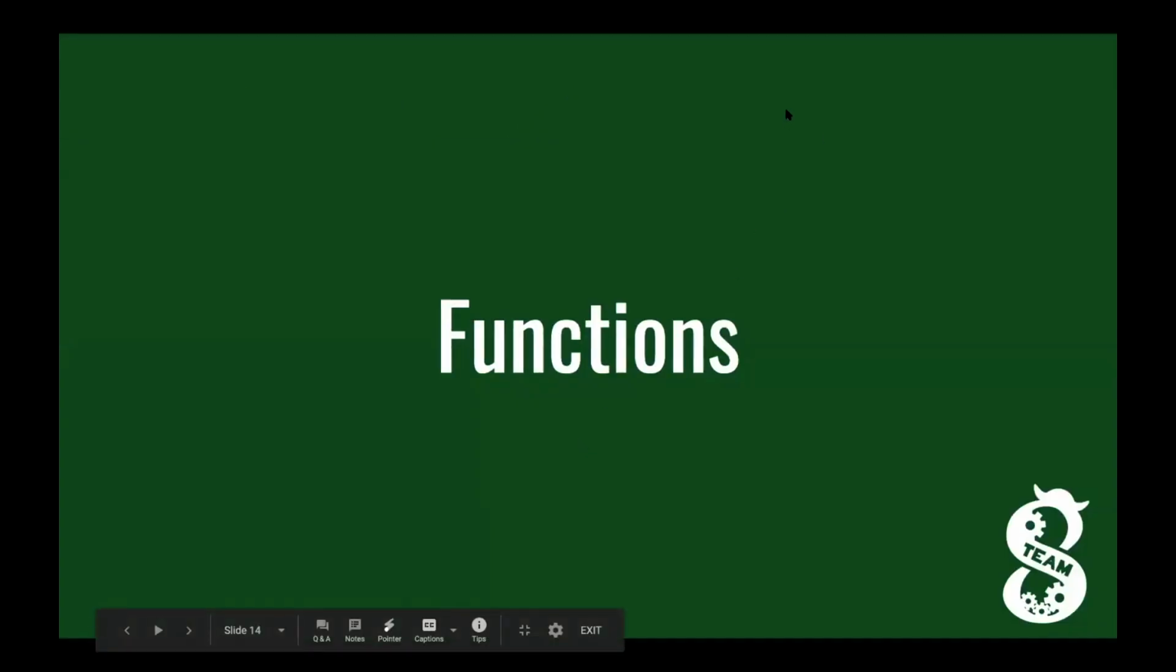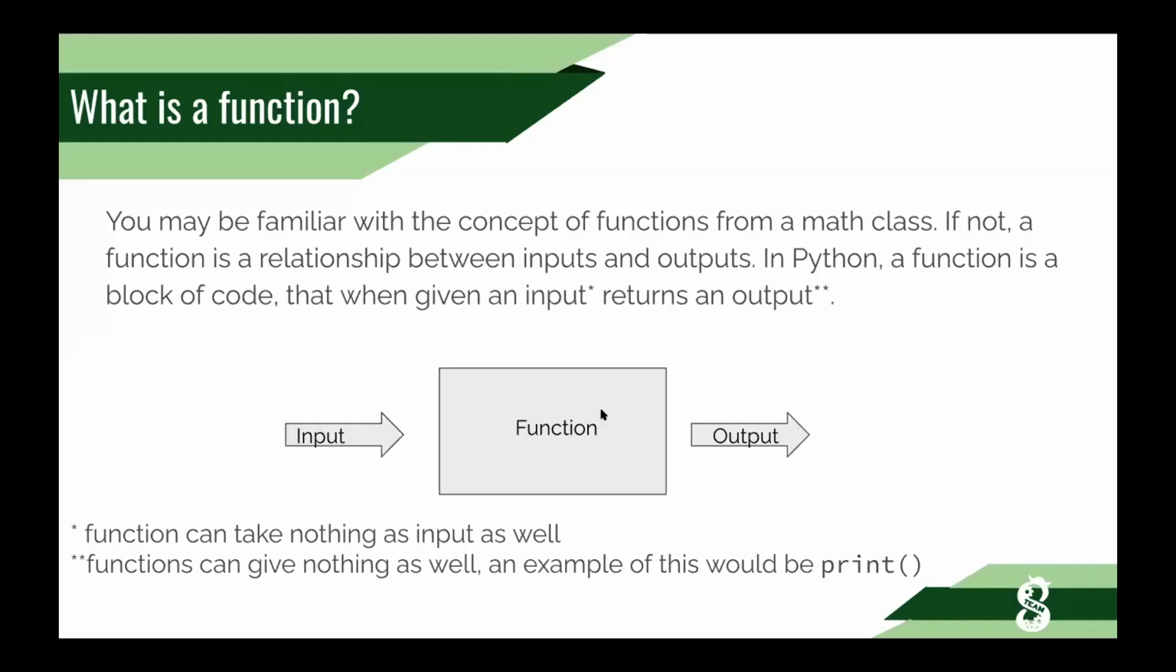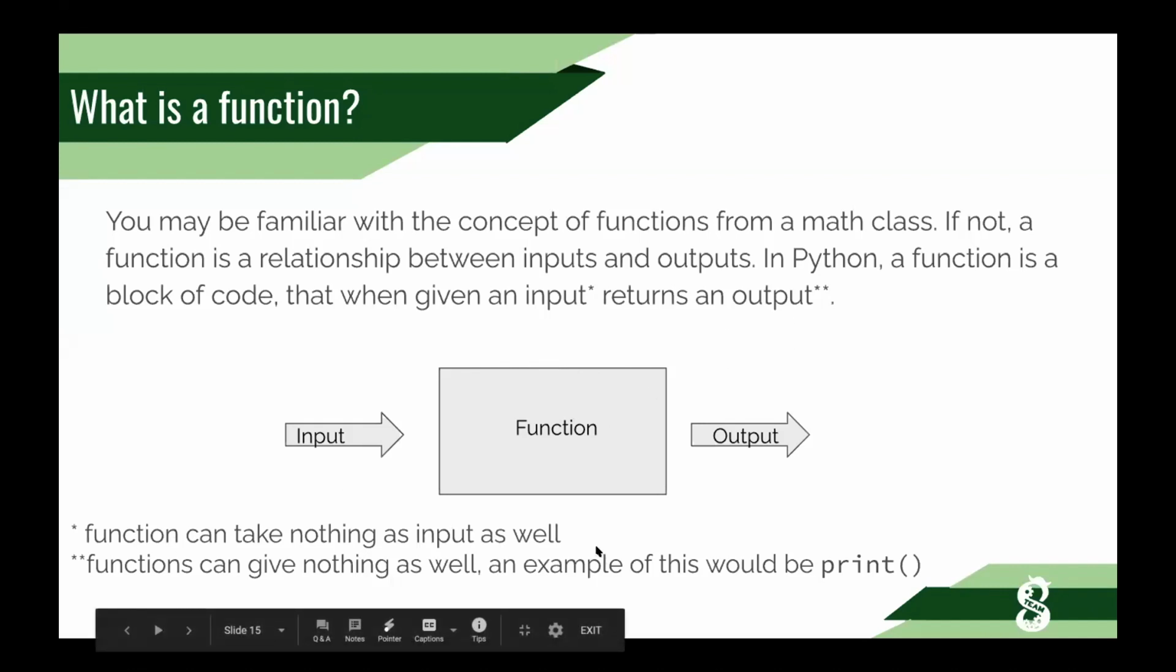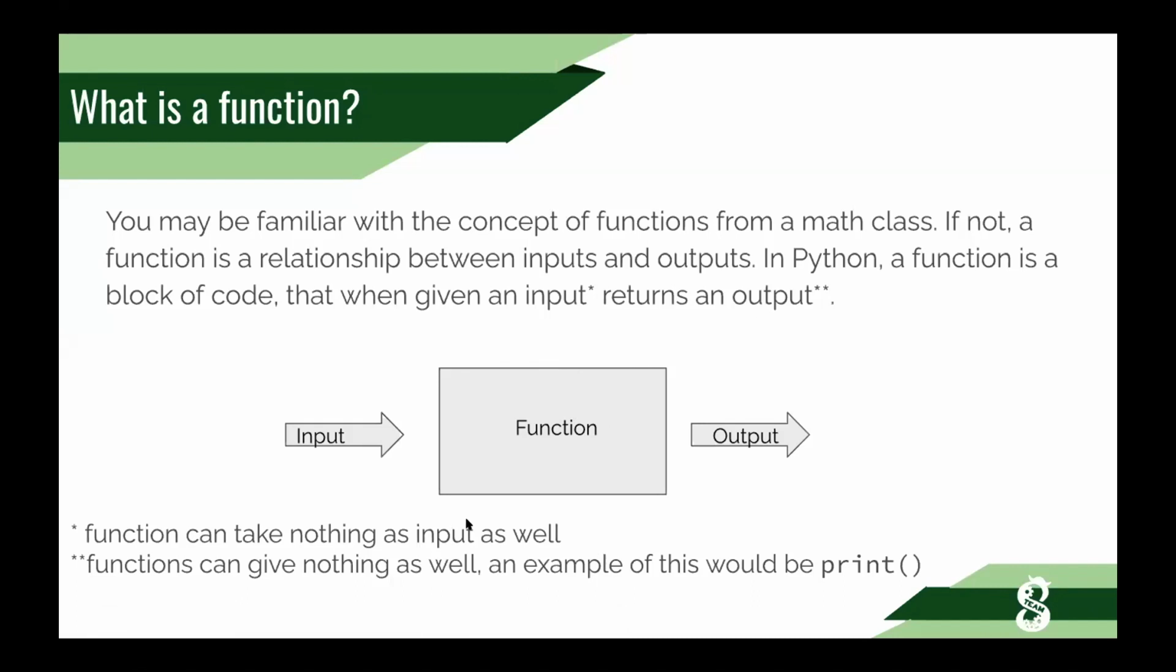So now we're gonna move on to what our lesson is about, functions. So what is a function? You may be familiar with a function from math class, but if not, it's fine. A function is a relationship between inputs and outputs. In Python, a function is a block of code that when given an input, returns an output. Now, this isn't always true because functions can take nothing as an input as well, and they can also give nothing in return. An example of this would be the print statement. It doesn't really return anything.